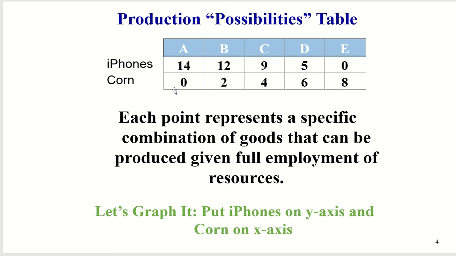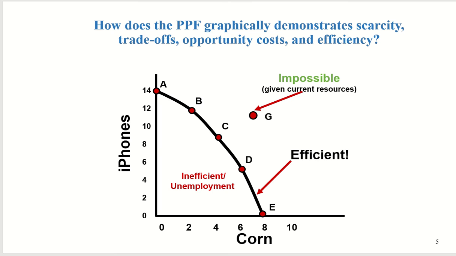Here's a production possibilities table. This table will let us know the amount of iPhones, for example. In this example, I'm going to use iPhones, and how many iPhones we can produce and how much corn we can produce. You can see here we have points A through E. Why don't you go ahead and graph those points and pause the video, graph them, and you should have something that looks like this.